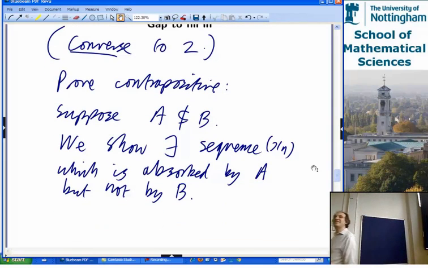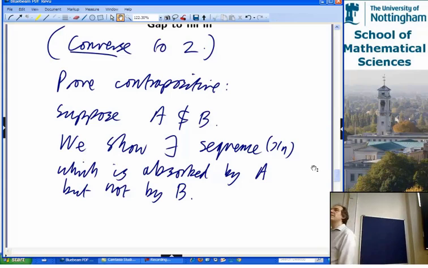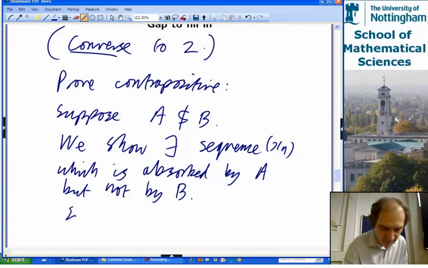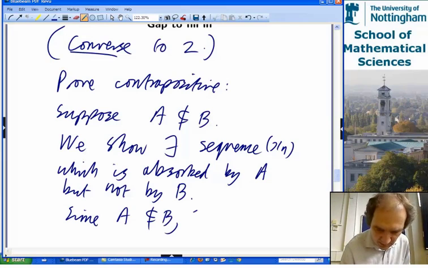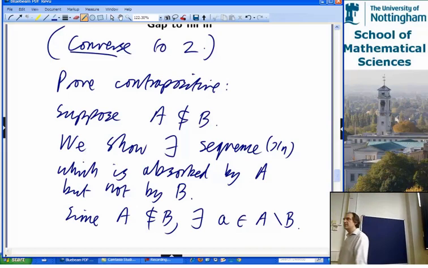Has anybody worked out how you do that? It's working with definitions again. The definition of A not a subset of B is there's at least one point in A that's not in B. So since A is not a subset of B, there exists a point a in A take away B. That's the definition of not being a subset.